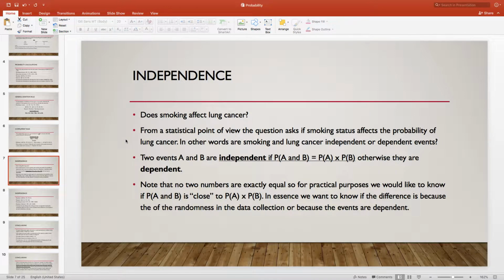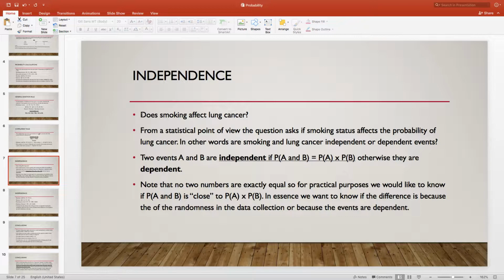So a concept in statistics is independence. And it asks this: does smoking affect lung cancer? From a statistical point of view, the question asks if smoking status affects the probability of lung cancer. In other words, are smoking and lung cancer independent or dependent events?